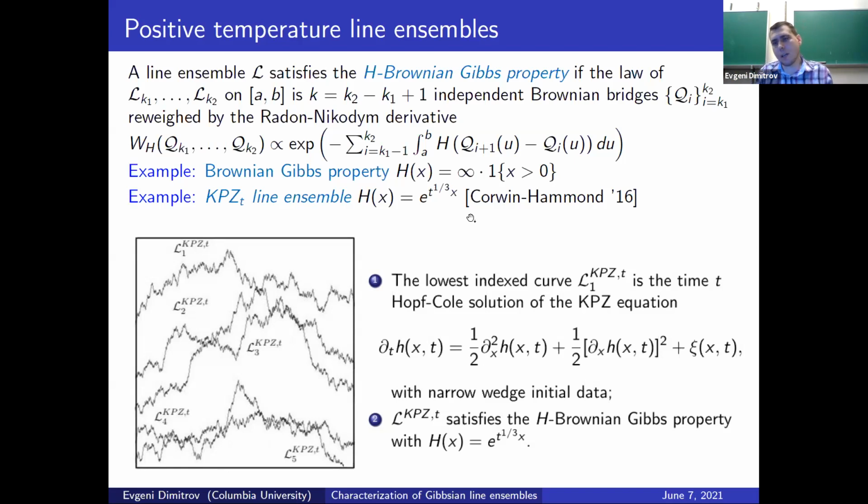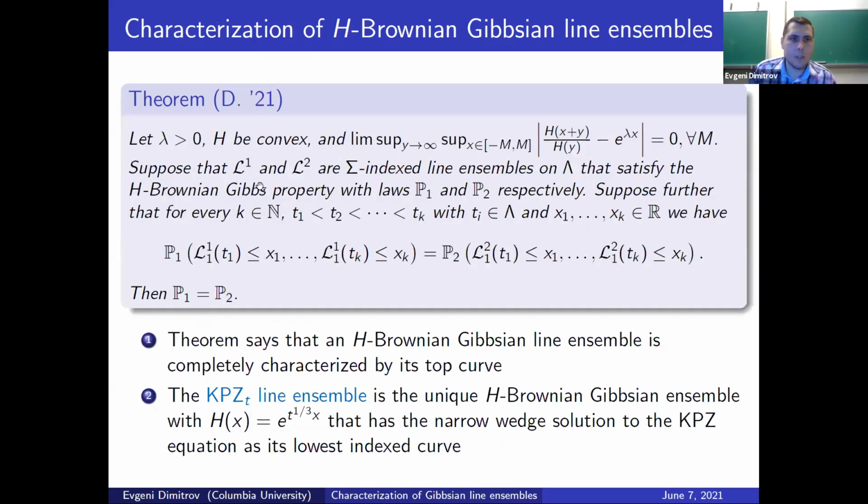Okay, so in the previous slide, I formulated the statement that characterizes the parabolic Airy line ensemble by its top curve. So it's natural to seek a similar type of result for the KPZ line ensemble, which would be a positive temperature analog. That's the content of the following theorem. The statement is similar to the one we had before. Suppose you have two line ensembles, L1 and L2, and they both satisfy this H Brownian Gibbs property. And also suppose that the top curve of the first ensemble has the same finite dimensional distributions as the top curve of the second ensemble. Then you can conclude that the laws of the full ensembles need to match.